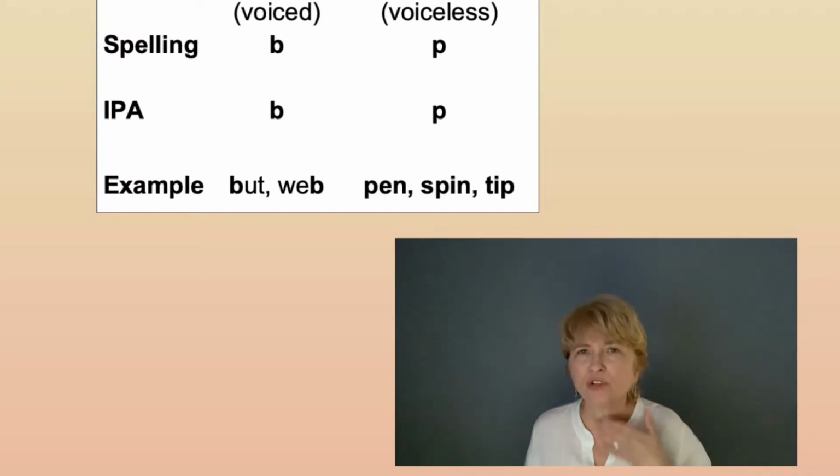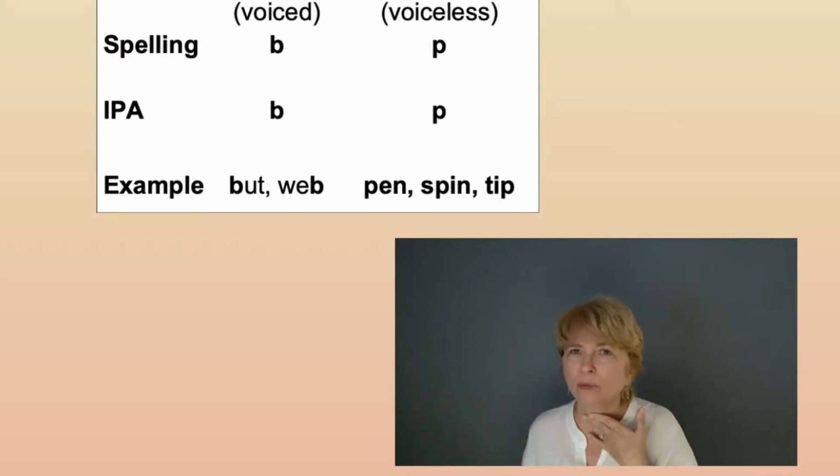Try this. Put your fingers to your throat and make the B sound. B, B. Did you feel a little vibration? That's what it feels like to make a voiced sound. Now touch your throat and make a P, P sound. This time, you didn't feel that vibration. This is voiceless sound. The only difference between a B sound and a P sound is that with the B, you use your voice, and with the P, you don't. So we call that voiced and voiceless.